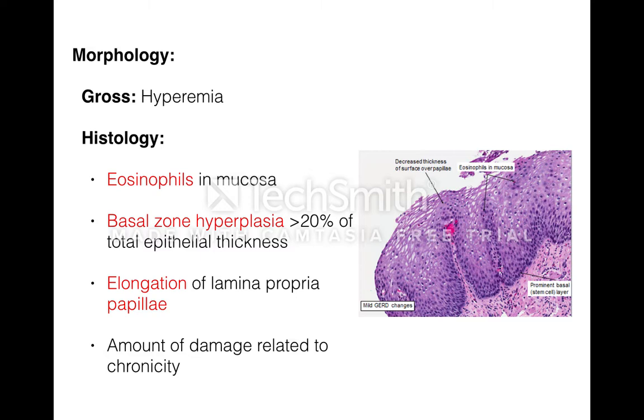Grossly, the esophagus is going to be hyperemic. And on histology, as we talked about earlier, you will see eosinophils in the mucosa, but less so than in eosinophilic esophagitis, and they're restricted to the lower portion. In addition, you'll also see basal zone hyperplasia, where the basal layer takes up more than 20% of the total epithelial thickness. You also get elongation of the lamina propria papillae, and the amount of damage that you see is often related to the chronicity of the disease.